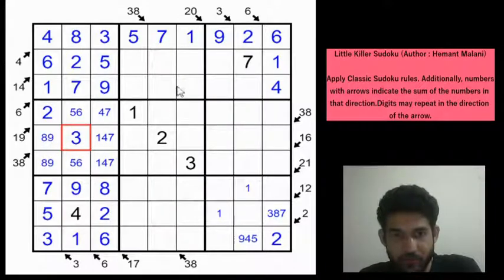So let us look along row 2 now. 2, 5, 6, 1 and 7. Remaining digits are 3, 4, 8 and 9. You have 4, 9 here, so this must be 3 or 8. And remaining 3 digits here are 3, 5 and 8. We can pencil mark them.